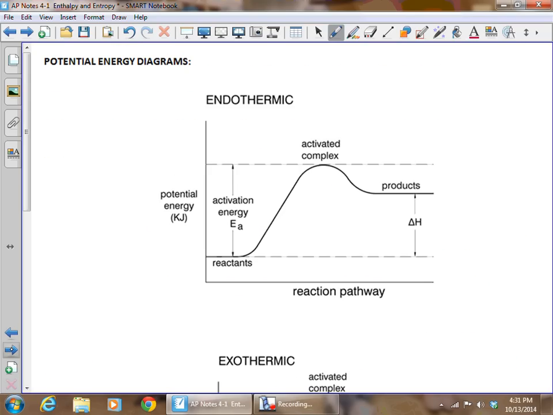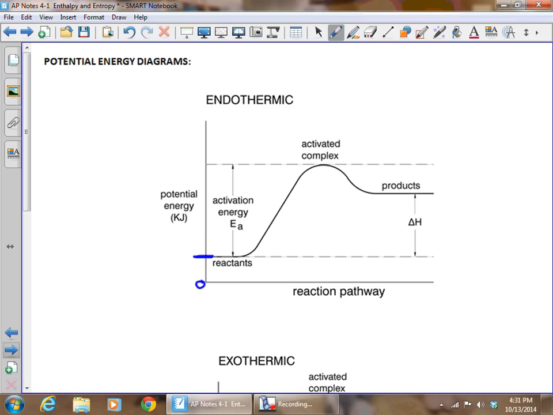Now, how does this play out when we see this on a diagram? Let's look at this endothermic diagram first. In this endothermic diagram, we show where the reactants start out in energy. Okay, let's say this is 0 down here. The reactants start out at a certain energy. And as the reaction occurs in an endothermic reaction, the energy increases. It's being absorbed by the substance.